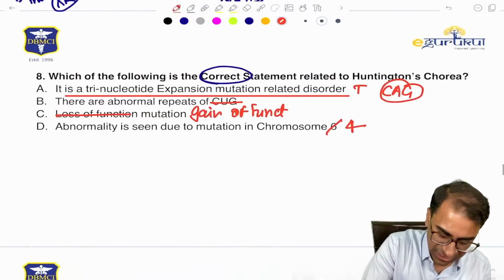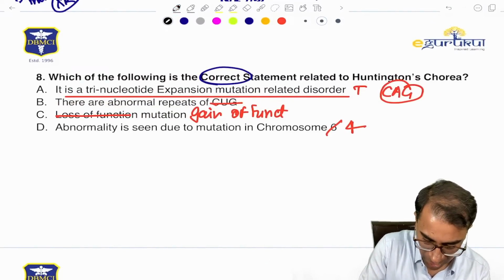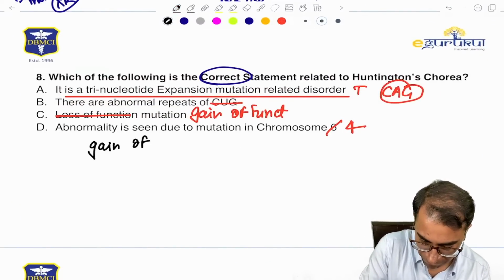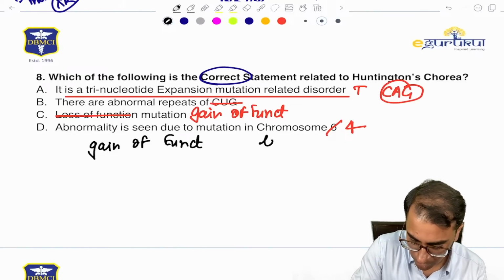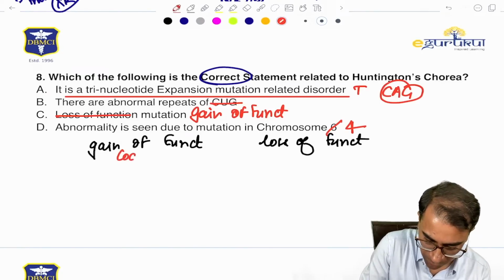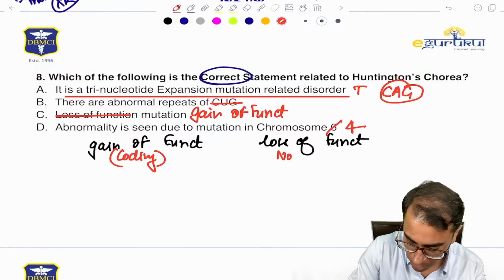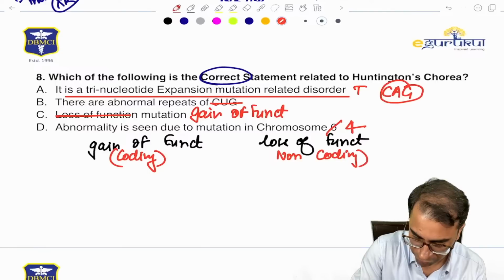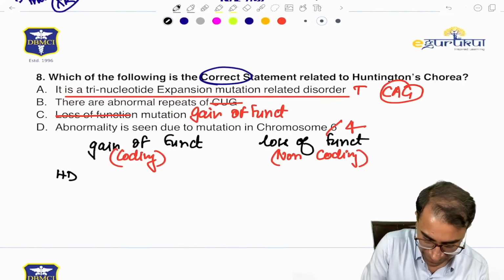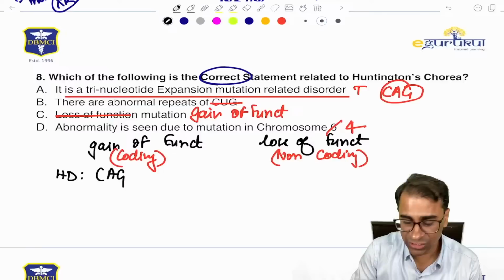Okay, in this case, I will just repeat the gain of function mutation and the loss of function. Okay, anything which is occurring in the coding region is gain of function. Anything in the non-coding region is a loss of function. In the coding region, Huntington disease, which is a CAG.